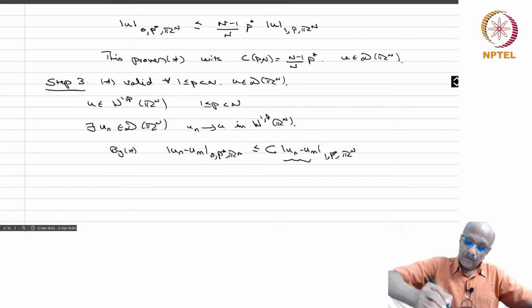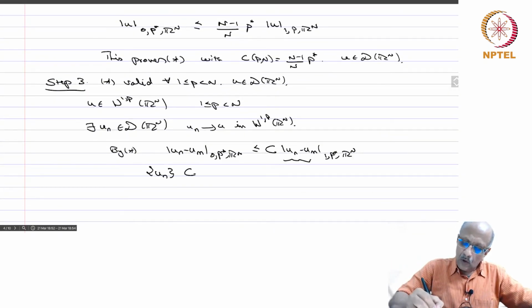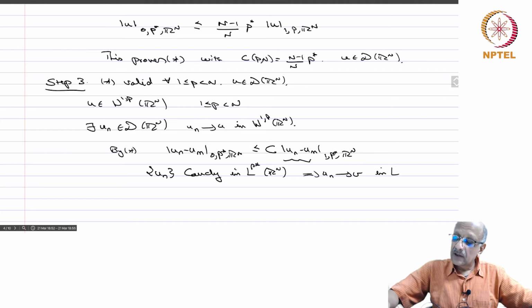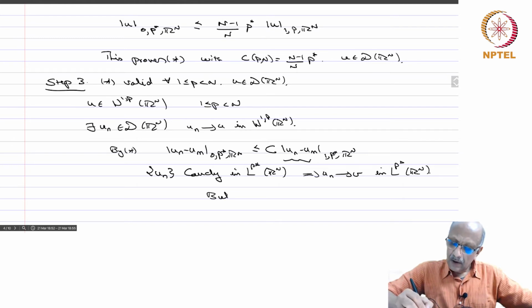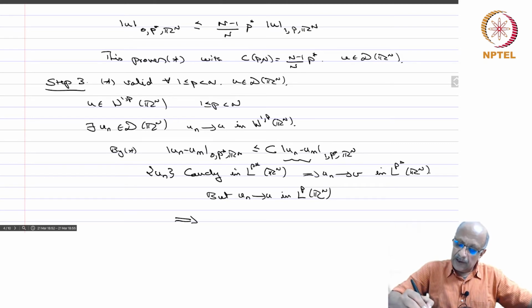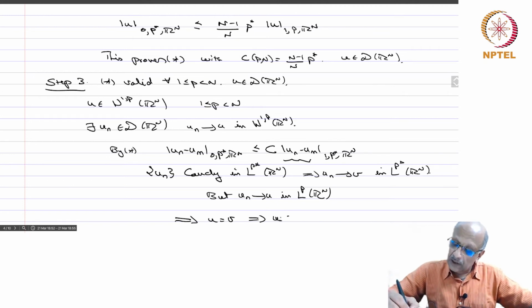So this implies that u_n is Cauchy in L^{p*}(R^n), which implies u_n converges to some v in L^{p*}(R^n). But u_n converges to u in L^p(R^n). So in both of these you will have a subsequence which goes pointwise almost everywhere, and so that should imply that u equals v, and that implies that u belongs to L^{p*}(R^n).